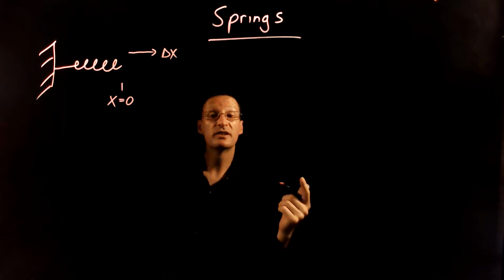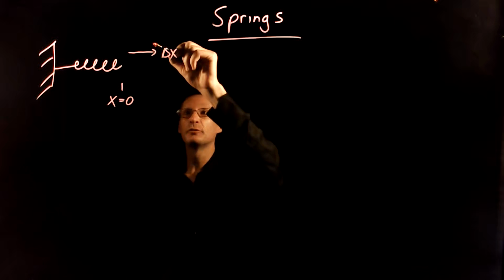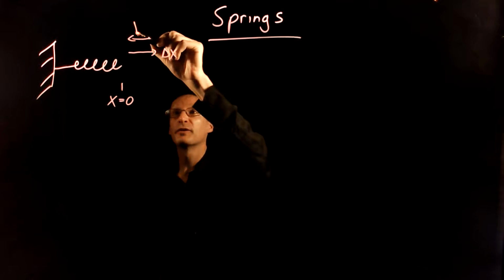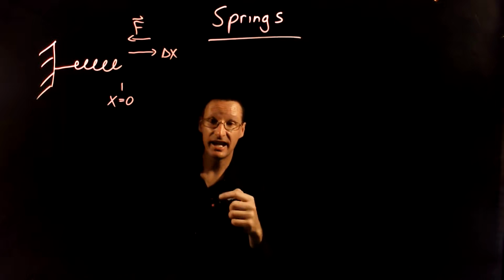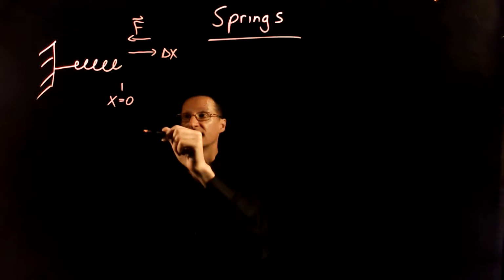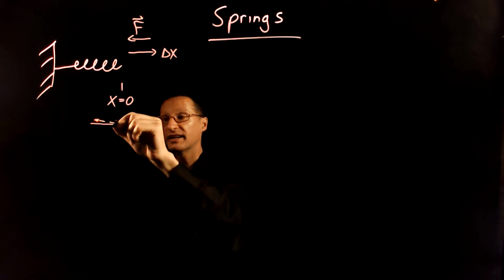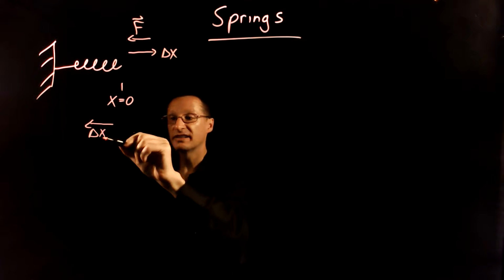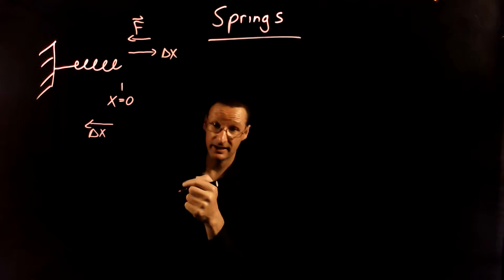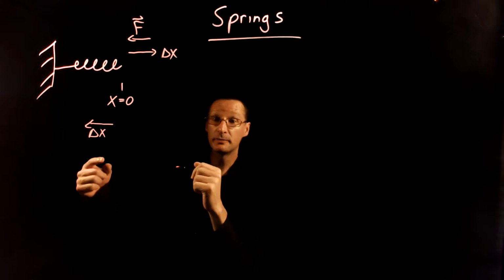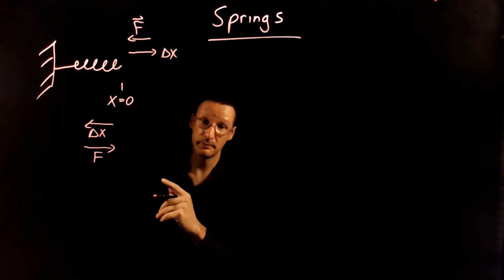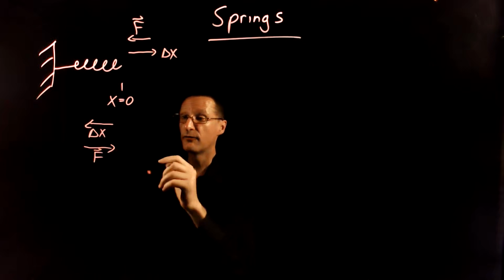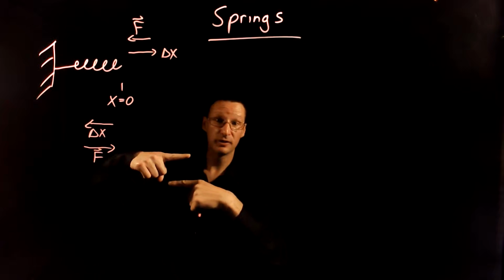Well, the spring is going to resist that and try to go back to its equilibrium position. And so the force the spring is going to exert is going to point in the opposite direction as the displacement. Similarly, if I try to compress the spring and I put a displacement on it in the negative x direction, then the spring is going to push back the other direction, trying again to get back to its equilibrium position. So again, the displacement and the force are going to be opposite.